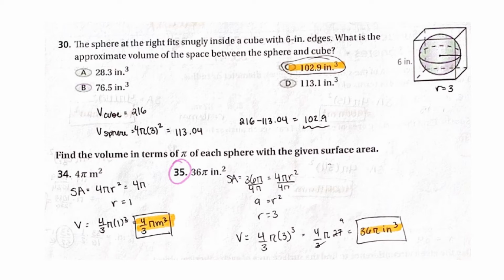On 34, this is just like those ones we were just doing where we found the surface area and then found the volume, but now obviously we're going from volume to surface area. We really want to find the radius for each of these. So I'm going to actually do 35 first because I didn't show every step on 34.